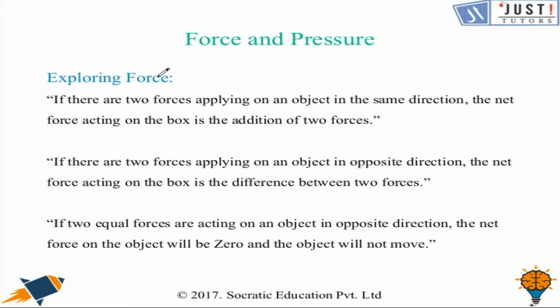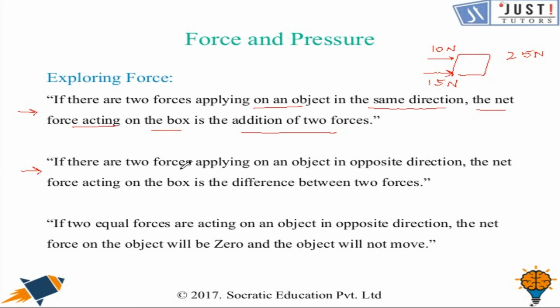Now moving ahead, here we'll explore more about force. Have you ever noticed what happens if two persons apply force on a stationary box in the same direction? Can you notice the nature of the force? So let's discuss here. There might be two cases. If there are two forces acting on an object in the same direction, the net force acting on the box is the addition of the two forces. Let's say there is a box and one man is applying a force here of 10 newtons and the other is applying a force here of 15 newtons. So the net force applicable on this box will be 25 newtons, the addition of both the forces.